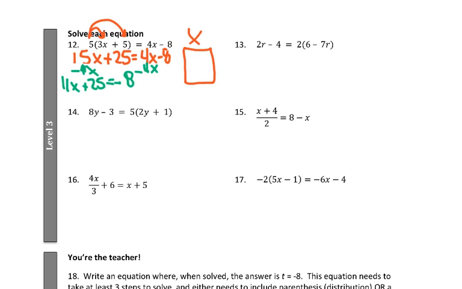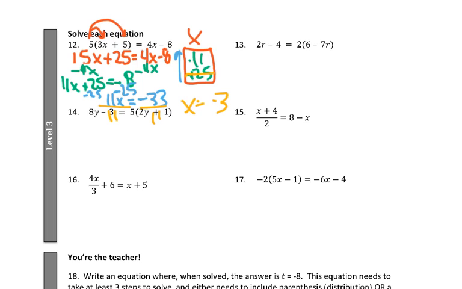Now x is being multiplied by 11 and added by 25. So I'm going to do my opposite steps backwards. Let's subtract 25 first. Oh man, just to not make a mistake, I'm going to do in my calculator negative 8 minus 25. That's negative 33. So 11x equals negative 33. That took care of that step. Now I divide by 11, and x equals negative 3.